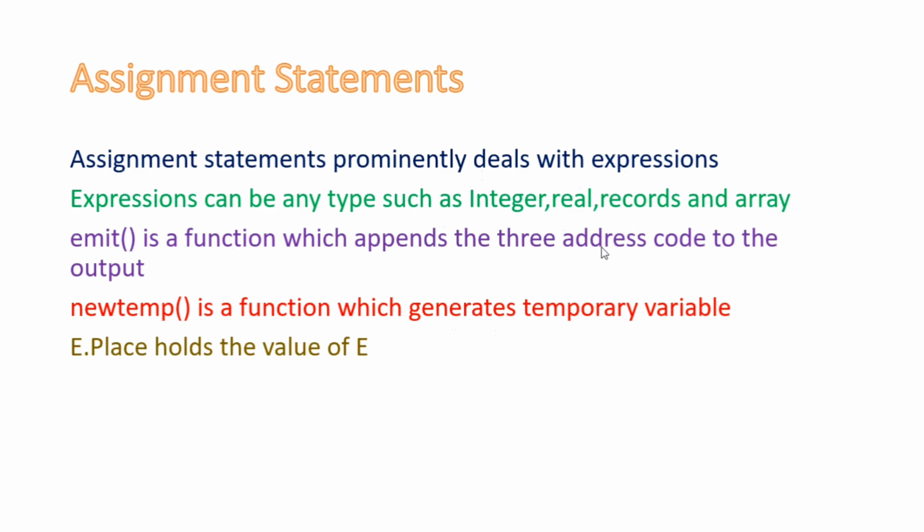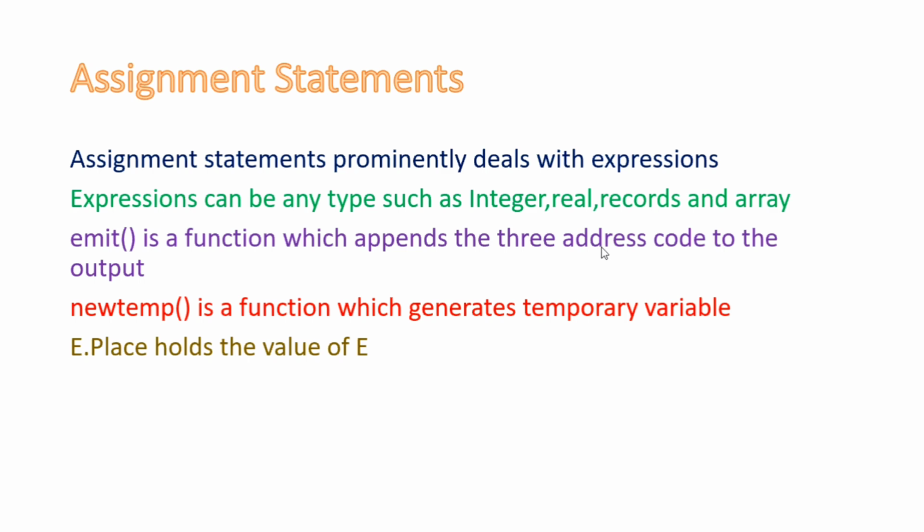So we'll look into assignment statements. The assignment statements prominently deal with expressions. An expression can be of any type. For instance, it can be an integer expression or a real expression, or it can be composed of records, and sometimes an expression can contain arrays also. And emit is a procedure or a function which appends the 3 address code to the output. In short, emit is used to generate a 3 address code for the corresponding high level statement. New temp is also a function which generates a temporary variable.